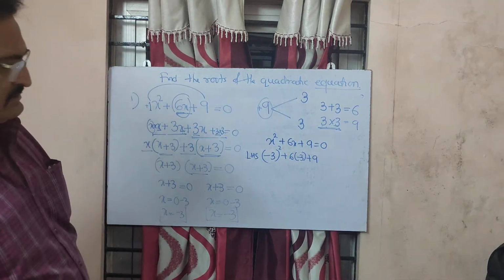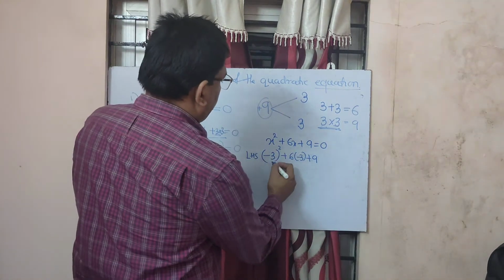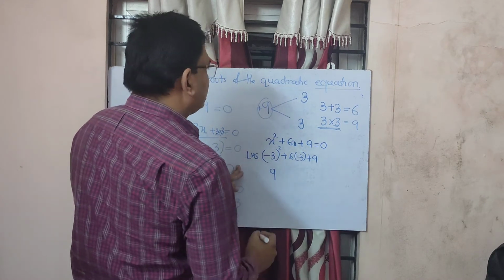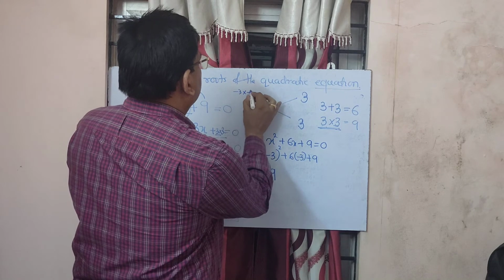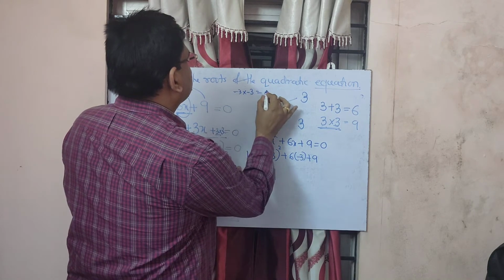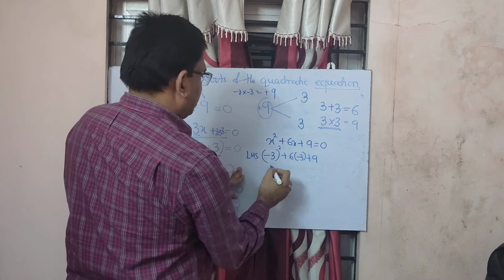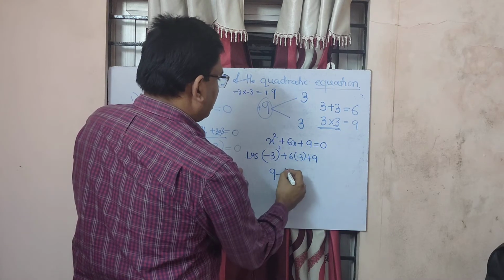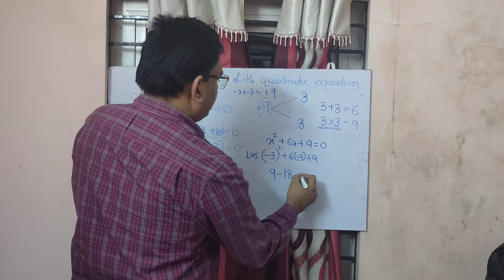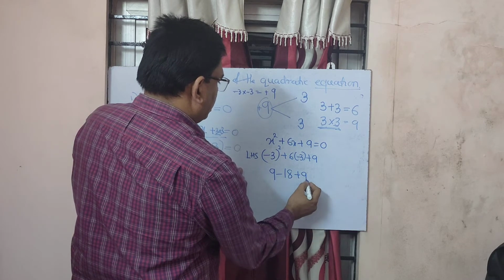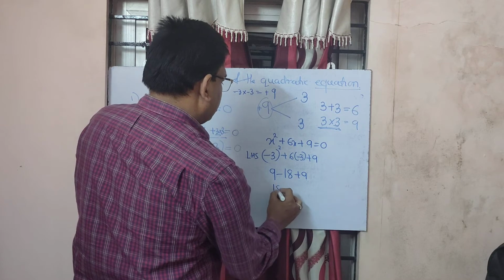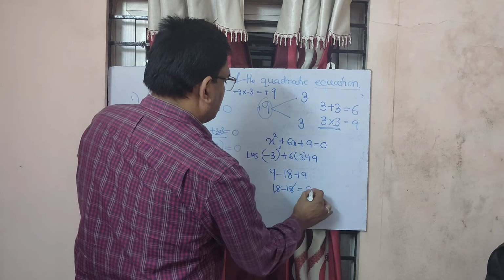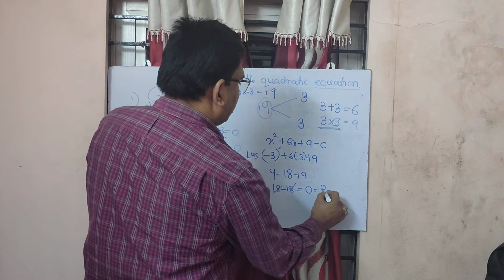Can you tell me minus 3 whole square is how much? 9. Minus 3 into minus 3, minus into minus is plus, 3 3s are 9. Now plus into minus is minus, 6 3s are 18, plus 9. Plus 9 minus 18 is always there, 18 cancels. What is the answer? 0. This is the RHS.